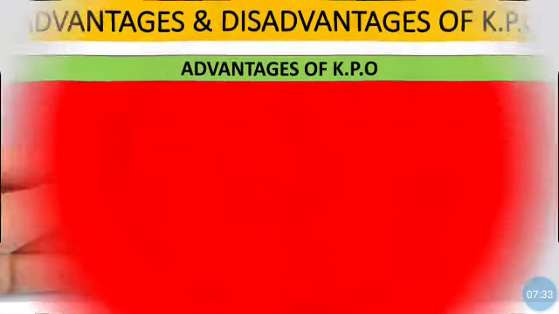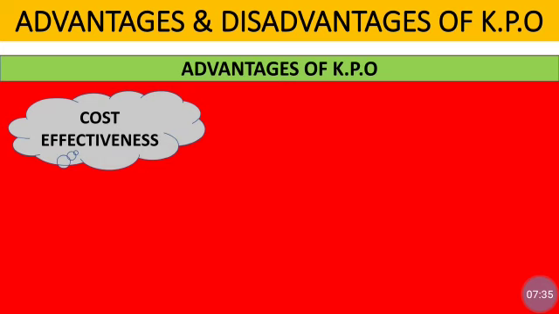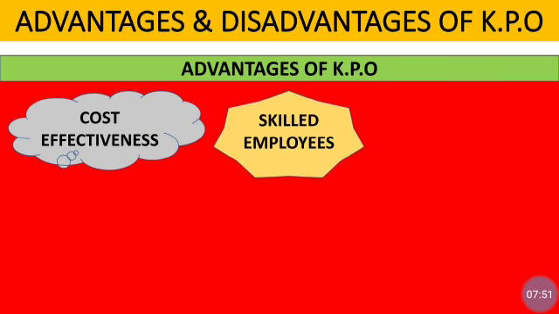Advantages of KPO. The first one is cost effectiveness. One of the biggest advantages of a KPO is the cost advantage. Here the company does not have to set up any infrastructure or bear any operational cost. Hire skilled employees. KPOs provide the company with the best, most knowledgeable and skilled professionals. Better utilization of resources. Through knowledge process outsourcing, resources are utilized in a better way.